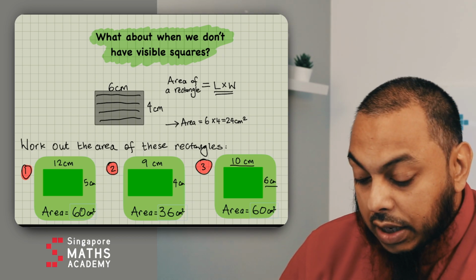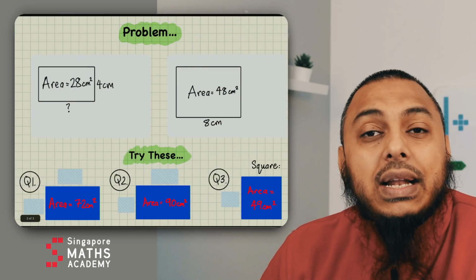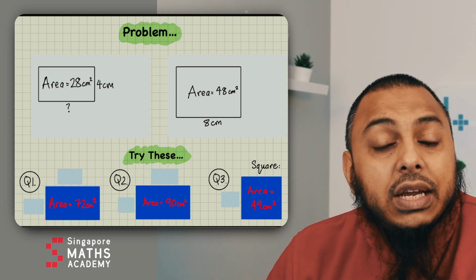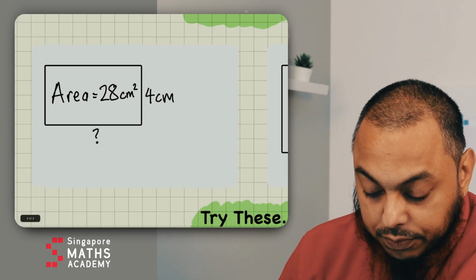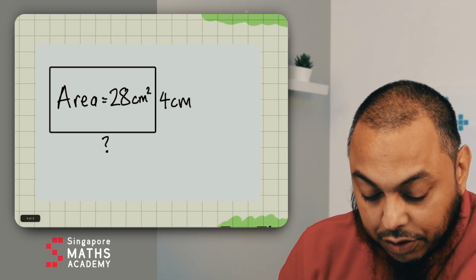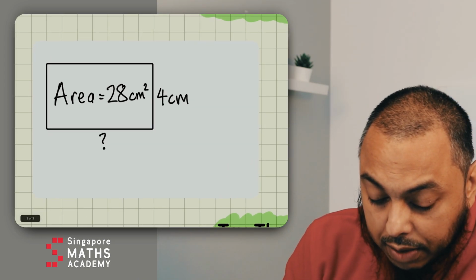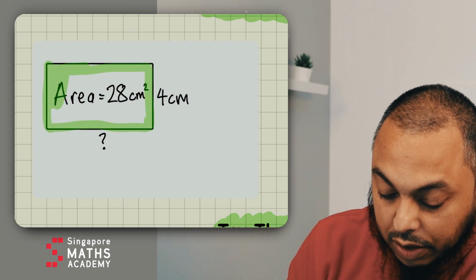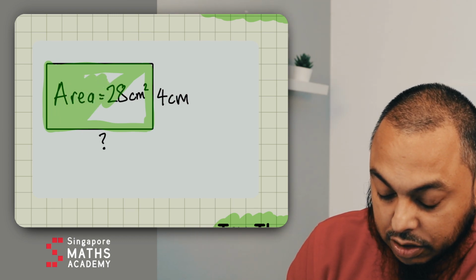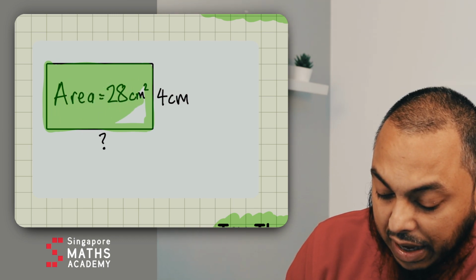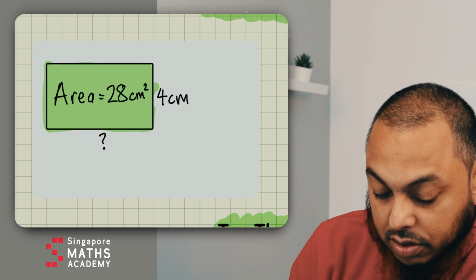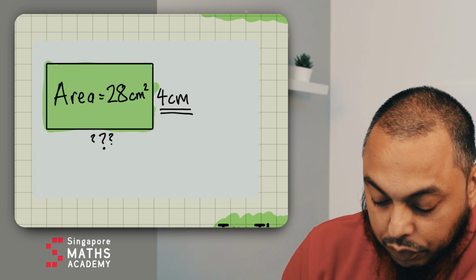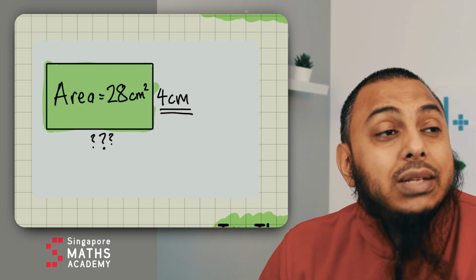So hopefully you've got those right. And we're going to go into our main part of our lesson today, which is to work out problems involving rectangles and area. So here we've got this problem. We've been given the area of this rectangle, and we've been told the area is 28 square centimeters. And the only other thing we've been given is its width, which is 4 centimeters. We're trying to work out what the length of this rectangle is.